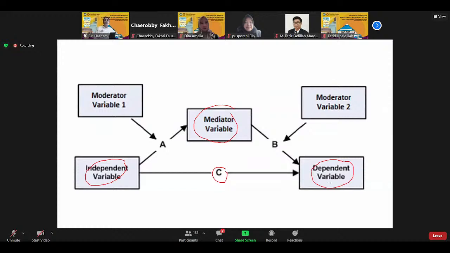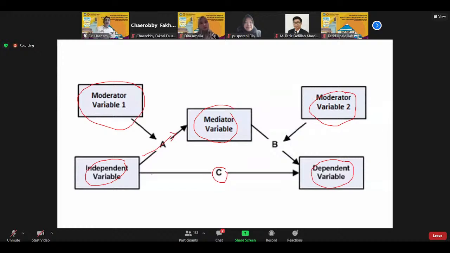However, we do have another type of variable called moderator. As you can see here, we have two moderators, moderator variable 1 and moderator variable 2, which can affect the relationship between two variables.